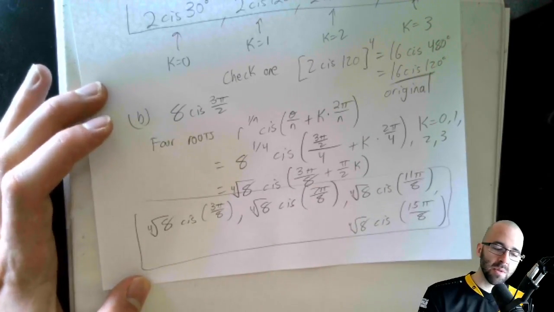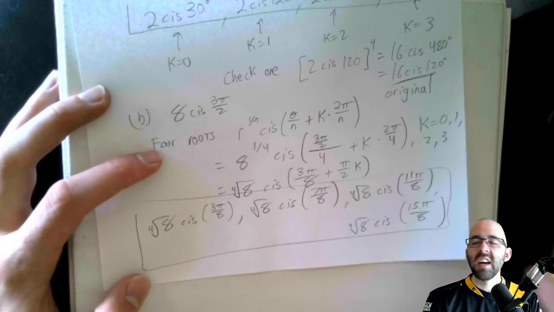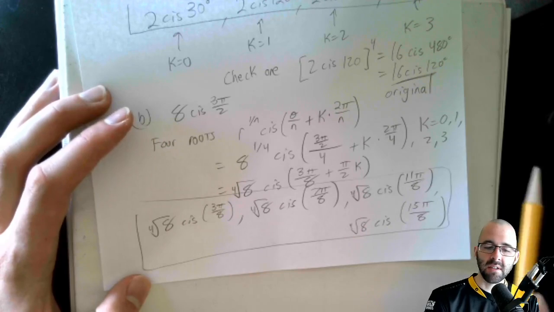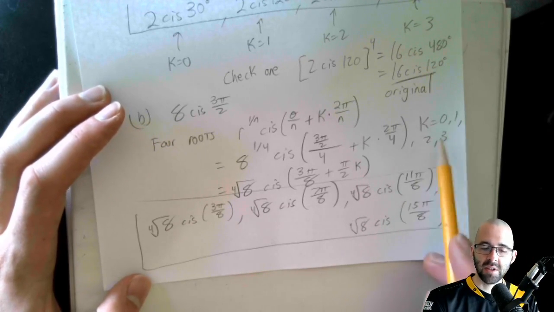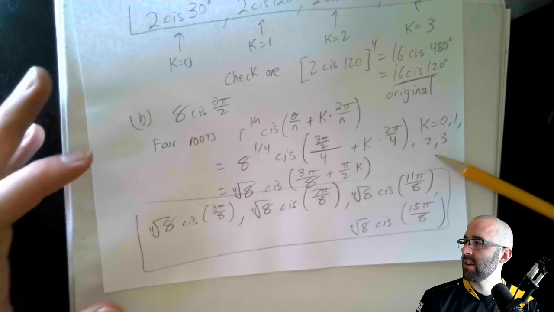Again, if it were cubed roots, you'd only have 3 answers. K would be 0, 1, and 2. If it was 5th roots, you'd have 5 answers. 0, 1, 2, 3, 4. Okay, so you have as many answers as what kind of root you have.